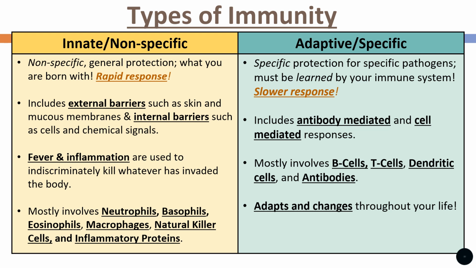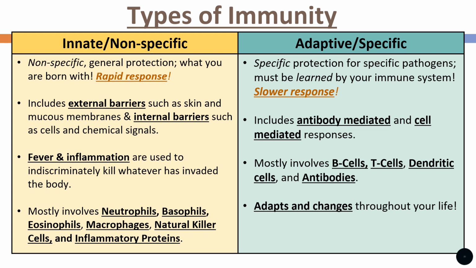The part of the immunity cycle that fever and inflammation are is going to be in this innate or non-specific general protection. We use fever to indiscriminately kill whatever has invaded the body. And this type of immunity is mostly going to involve neutrophils, basophils, eosinophils, macrophages, natural killer cells, and inflammatory proteins.